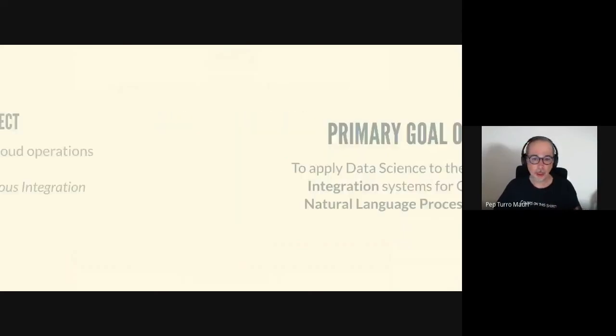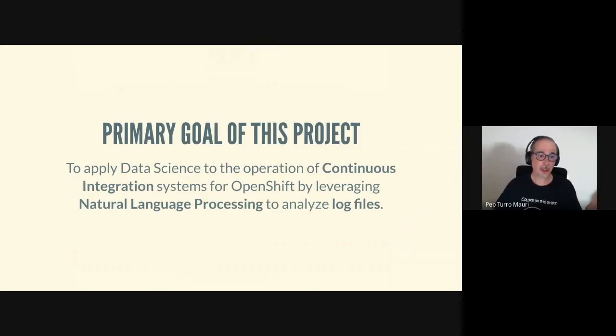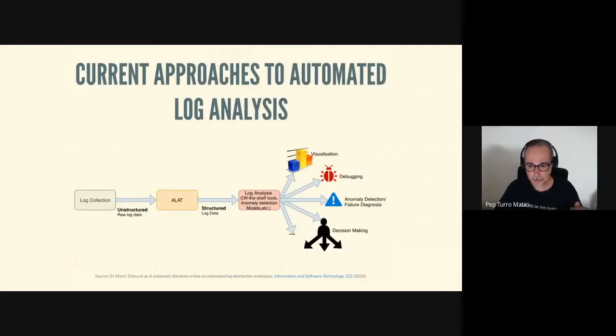So the goal of the project was to apply data science to CI, in particular OpenShift CI, by leveraging natural language processing to analyze log files. I didn't mention natural language processing yet, but it's important to understand this. My project was in the area of NLP, so NLP was basically a requirement for the project. Okay, that's it for the introduction.